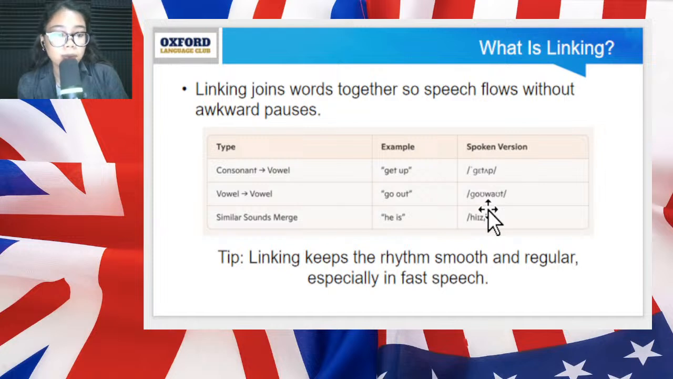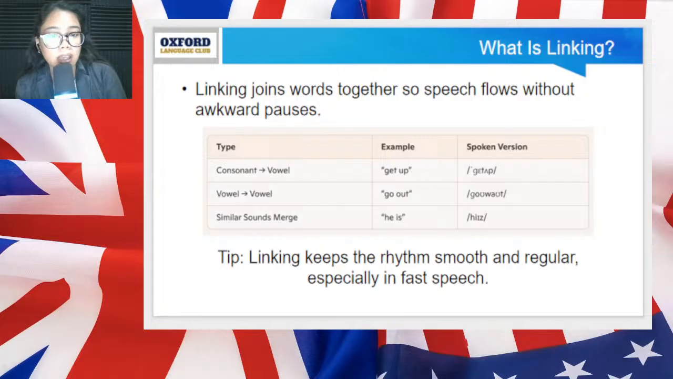To avoid an abrupt stop and restart, a tiny W sound is added in between go and out, just like in the IPA transcription. It's a very subtle glide. Think of do it. If you say it quickly, it often sounds like do-w-it, with a W in between. Instead of saying you can do it separately, you say it with a small W that links do and it. Or say it, which can become say-y-it, with a small Y sound.